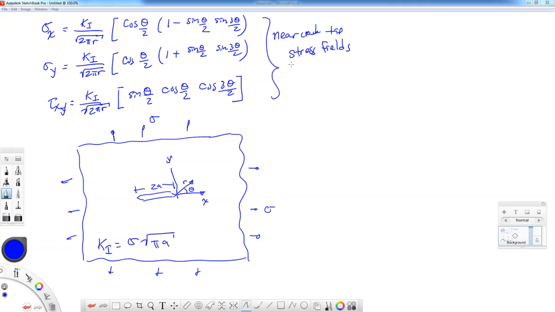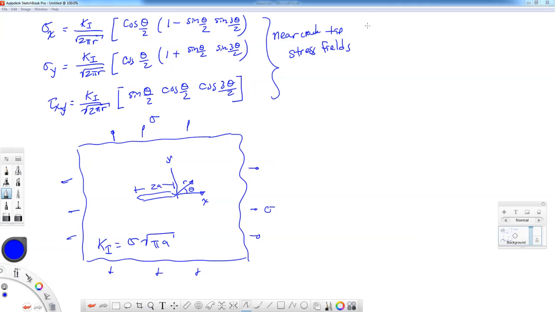And you notice it has cosine theta over 2's in it. It's got some sine theta over 2's and so forth. And what we're going to do, I'm going to show you how to do this. I'll probably just give you this Excel file. But we are going to take a look at the von Mises stress contours for this particular stress field.